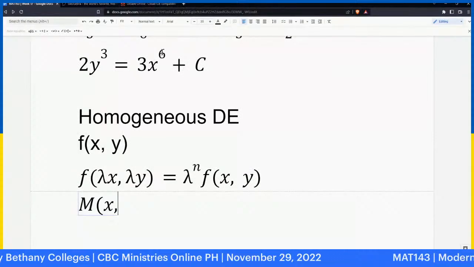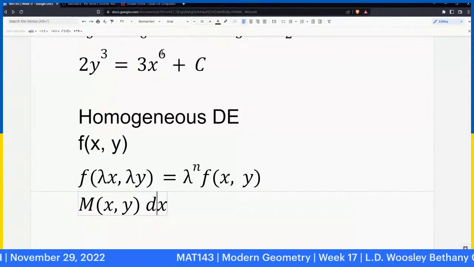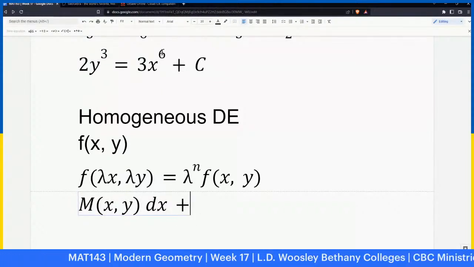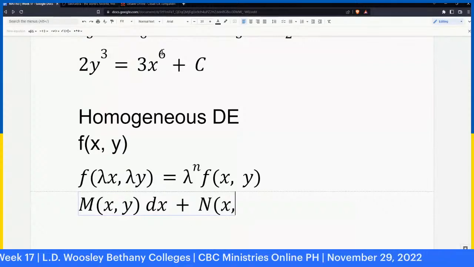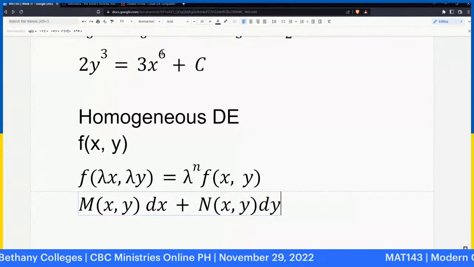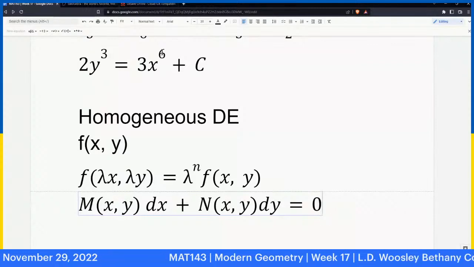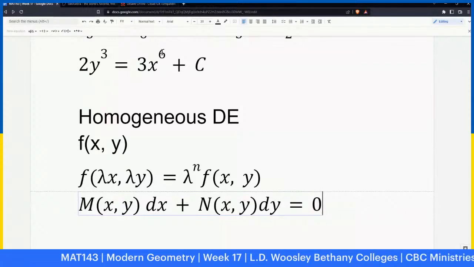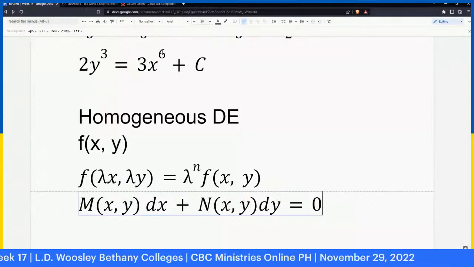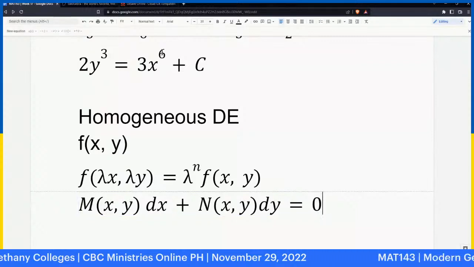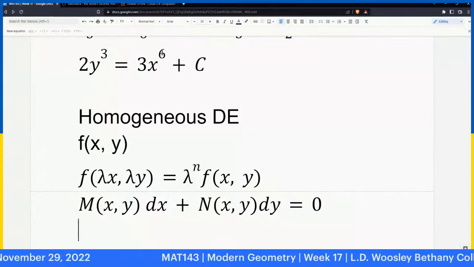M of x y dx plus N of x y dy is equal to 0. So magkakaroon ka ng ganyang klaseng equation, and we could make use of manipulations. So yung M and N are already of the same degree, homogeneous the same degree, and that could be verified using this formula if they are really homogeneous or not.